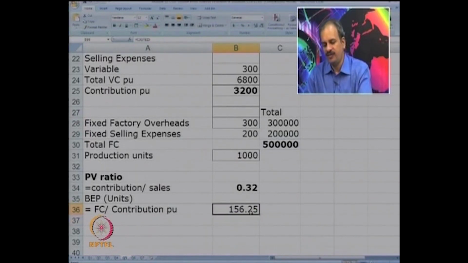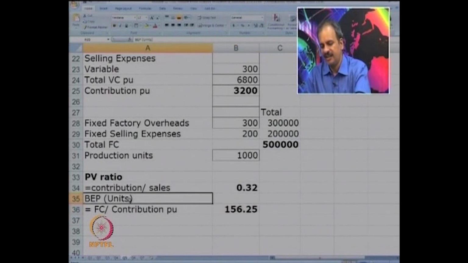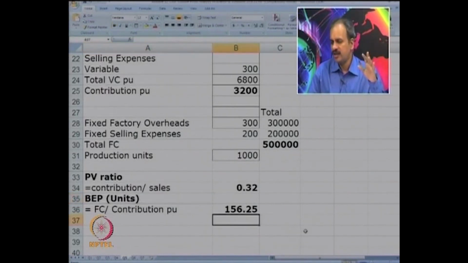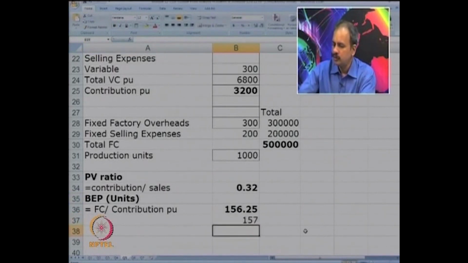So we get 156.25. This is the break even point in units. In other words, we need to sell 156.25 units. It can be rounded off to 157 units.